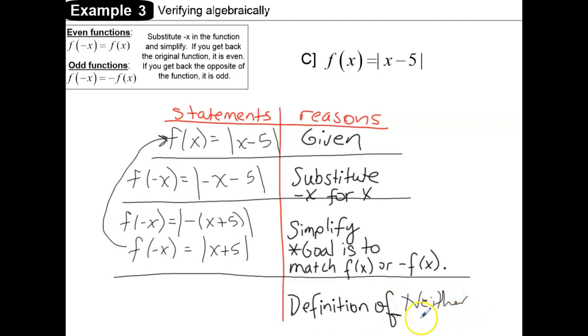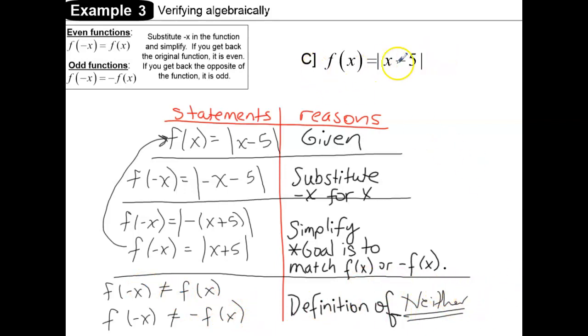neither even nor odd. And that's because we showed that two things happened. We showed that f of negative x is not equal to f of x, which says, hey, this is not even. But we also showed that f of negative x is not equal to negative f of x. And those two things together make up the definition of neither.